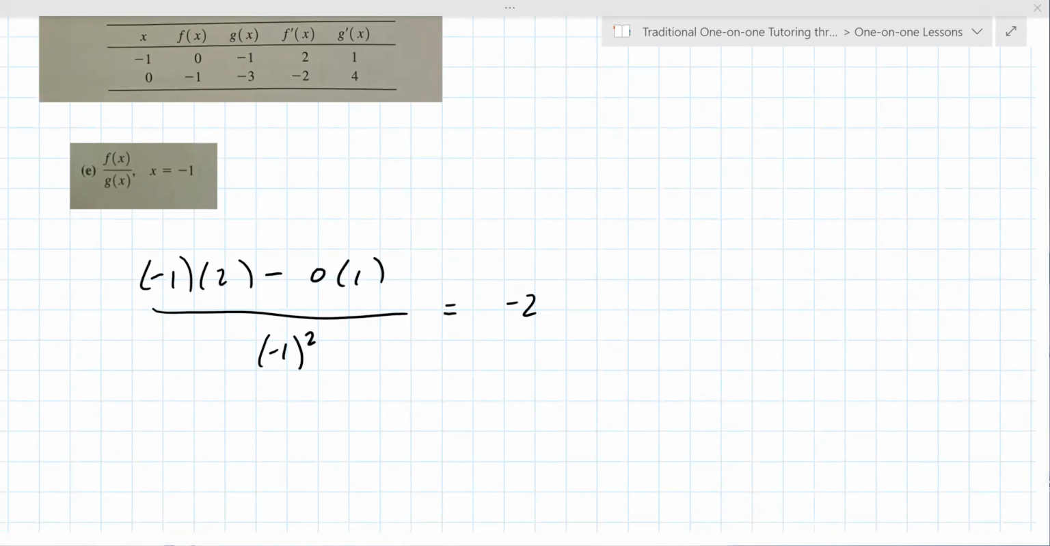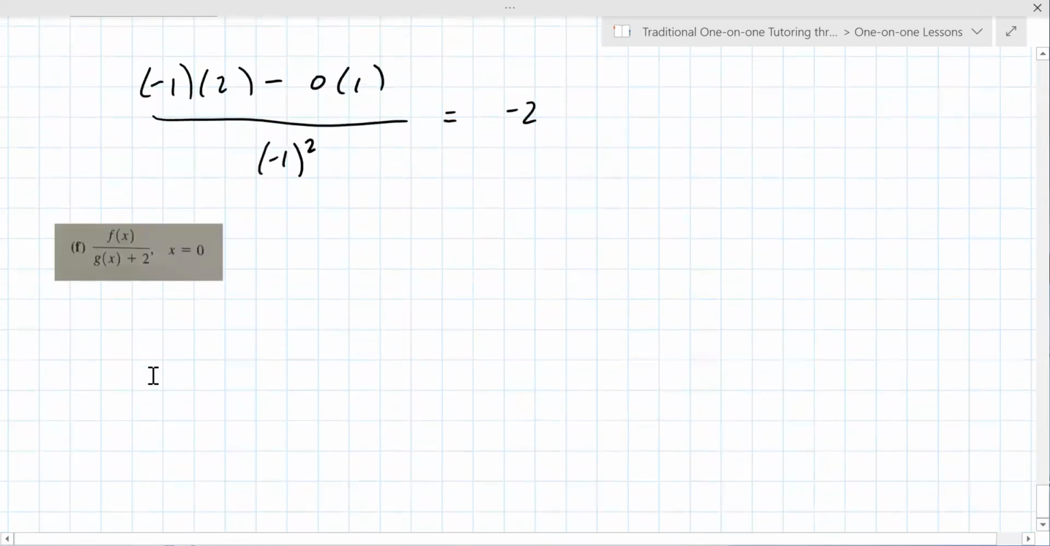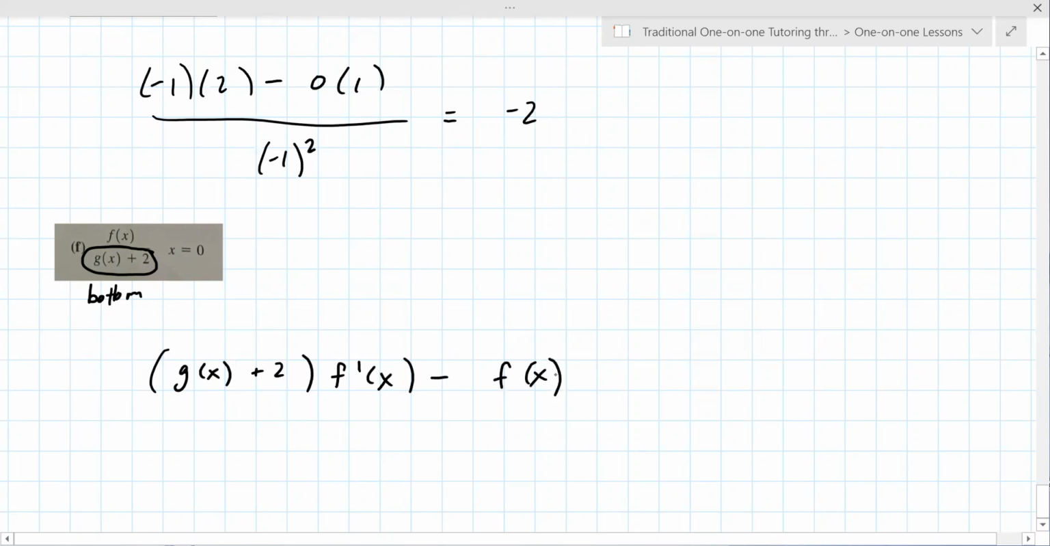F is the most difficult one. The bottom has this +2, so this is your bottom that I've circled. So it's g of x plus 2. That's your bottom times the derivative of the top minus the top times the derivative of the bottom. For the derivative of the bottom, you have to maybe go over here to the side and say, okay, what's the derivative of this? So it's g prime of x plus, what is the derivative of a constant? 0, yeah.